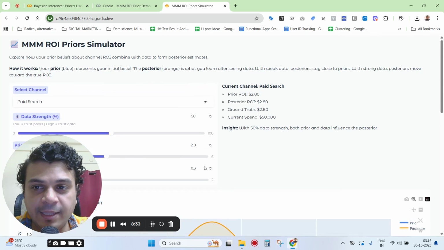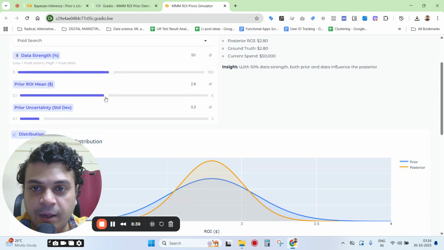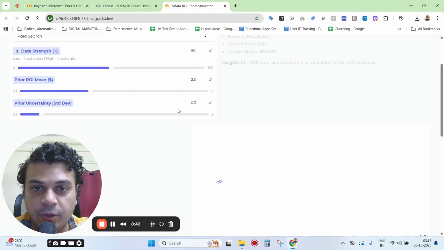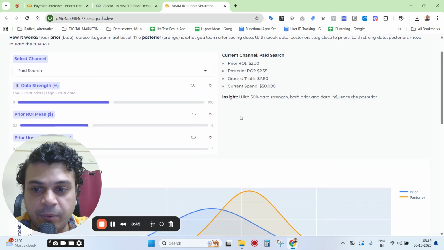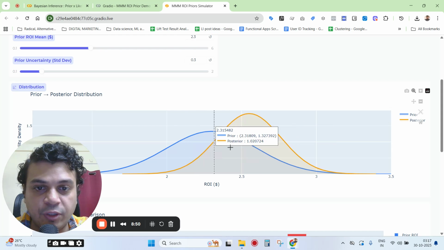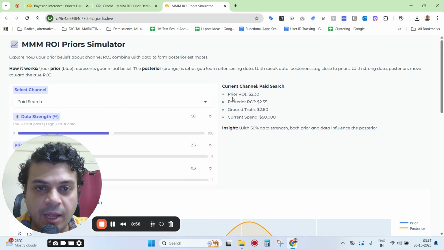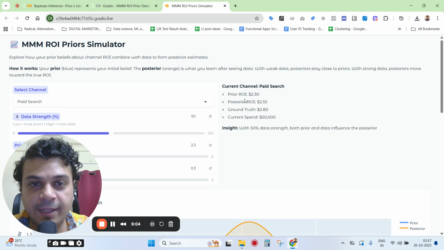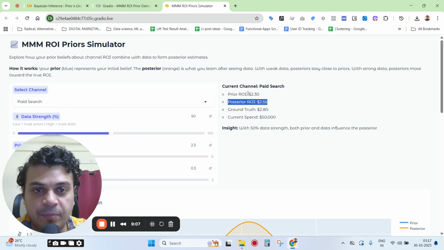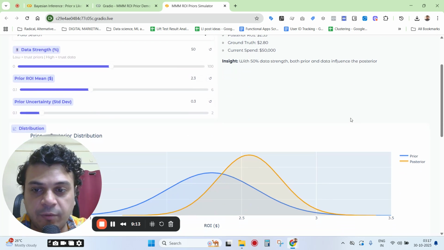So this gives you a nice intuitive understanding. You can play around with this if you want. I'll share the link as well. I can also reduce the ROI prior, and you'll see the data strength still remains 50%. This time it shifts away, because the prior is lower. The prior is 2.3, and the posterior is 2.55. So it's learning from the prior, but it's also learning from the data. Therefore, with 50% data strength, you have both prior and data influencing the posterior.